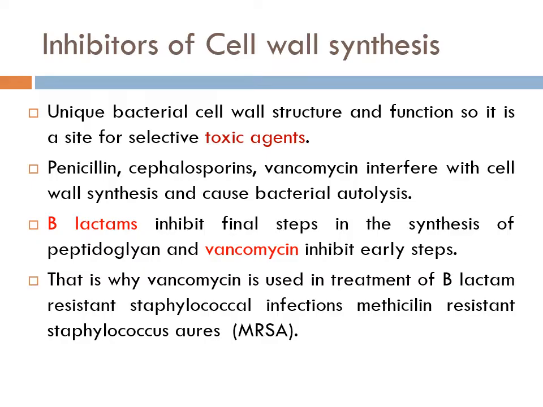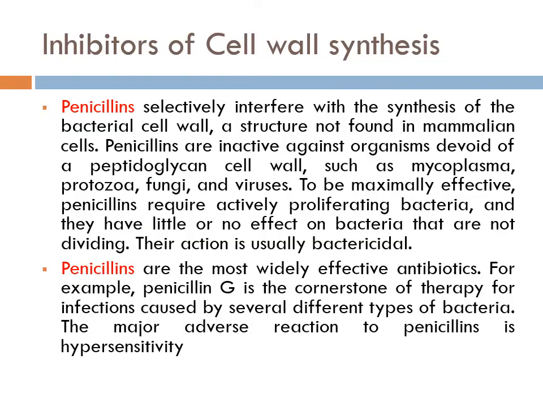Beta-lactams inhibit the final step of the synthesis of peptidoglycan. However, vancomycin inhibits the early steps for the synthesis of the peptidoglycan layer. That's why vancomycin is the preferred or primary drug used for beta-lactam resistant Staphylococcus infection, the methicillin resistant Staphylococcus aureus, which is a very common microorganism isolated from hospital acquired infections, especially in the intensive care units.